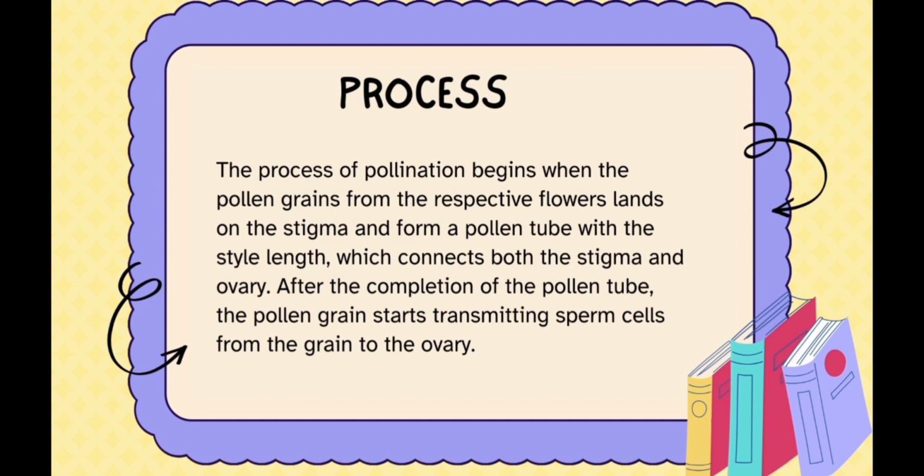Process. The process of pollination begins when the pollen grains from the respective flower land on the stigma and form a pollen tube with a style length, which connects both the stigma and the ovary. After the completion of the pollen tube, the pollen grain starts transmitting sperm cells from the grain to the ovary.